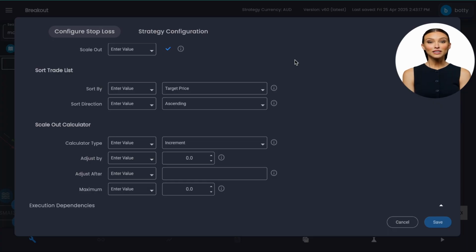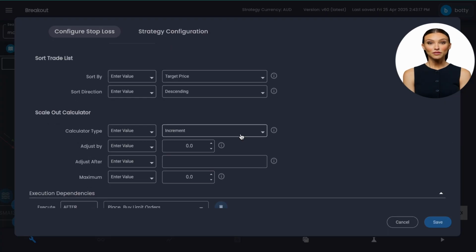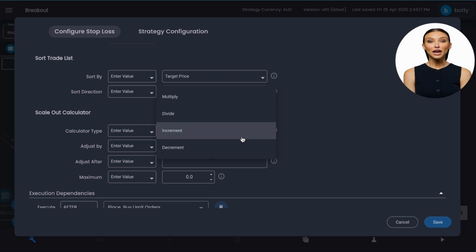So, if the trade list is a mix of pending orders and open positions, the target price of the orders will be compared to the entry price of the positions. We can configure whether to sort the target price of each trade in ascending or descending order. Next, we select the calculator type to determine how the stop-loss price will be calculated for each trade relative to the previous trade. The stop-loss for the first trade is set using the standard stop-loss configuration. The scale-out calculator is then used to calculate the stop-loss for each subsequent trade in the sorted list.